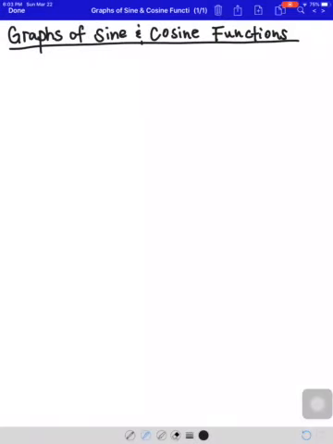Today we're going to look at the graphs of the sine and the cosine functions. So first of all, let's just remember how these functions are defined. One way to define them is using the unit circle. The unit circle is just a circle that is centered about the origin, and its radius is equal to 1 unit. That's why we call it the unit circle.